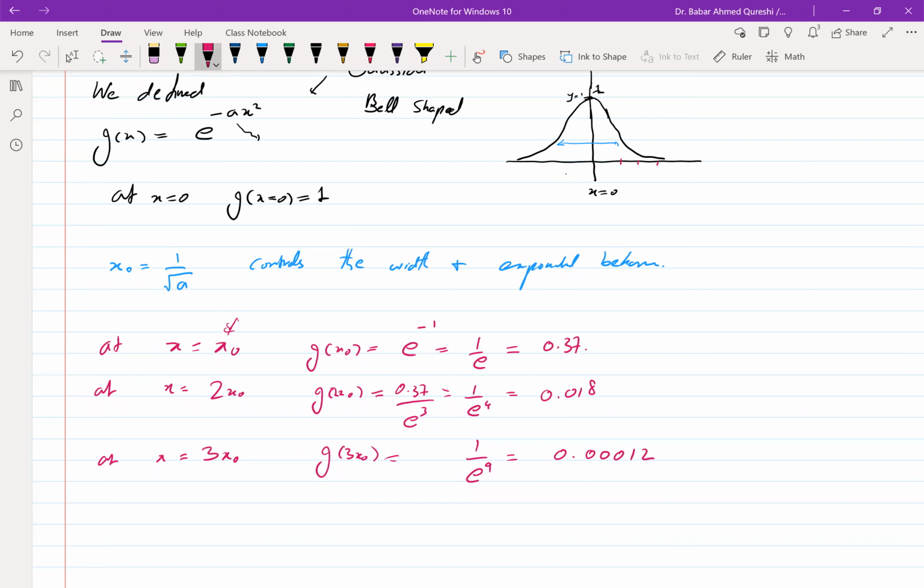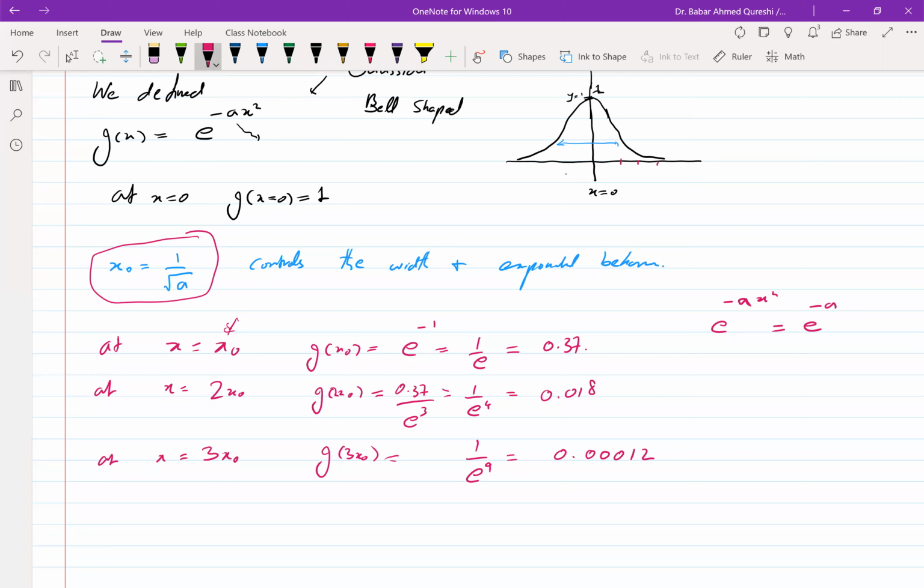Sir, can you explain how you got e to the minus 1 where x equals x naught? Because I took x naught to be 1 over the square root of a, and my function was e to the minus a x square.